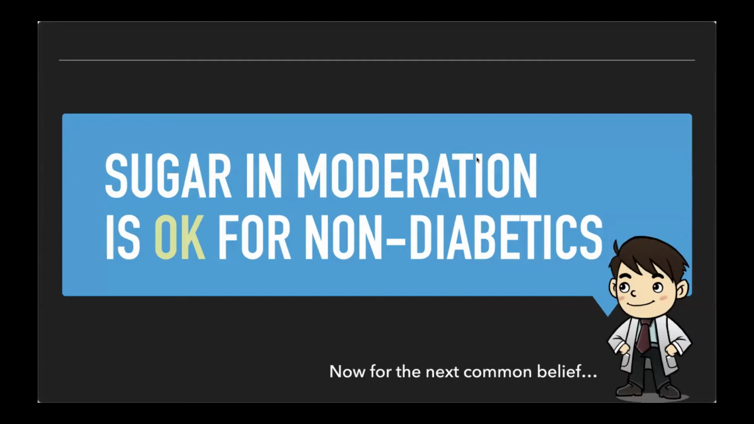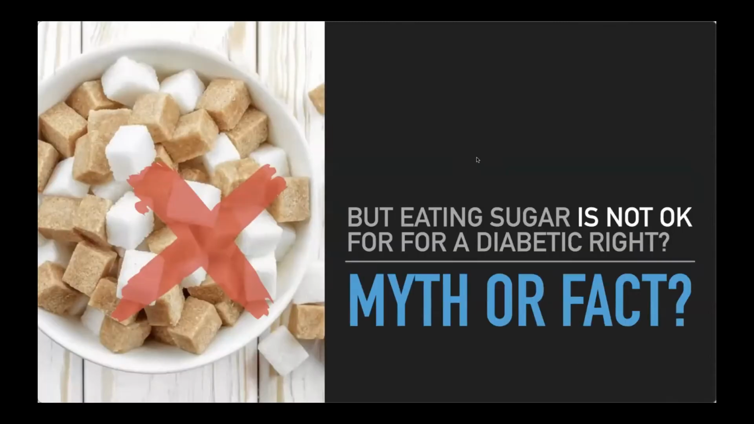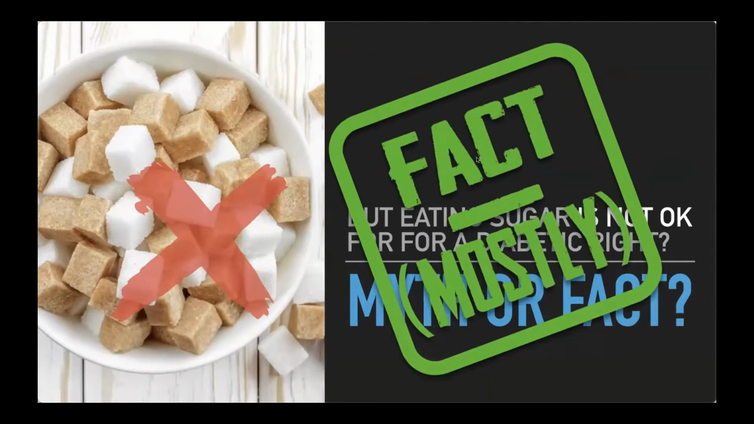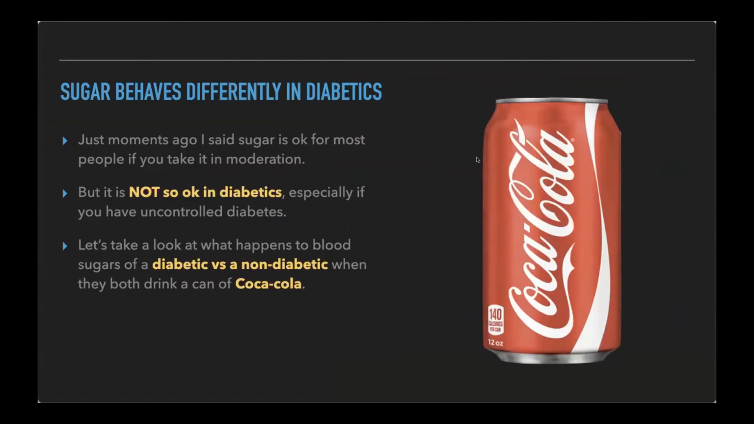And now for the next common belief. Well, I do have another group of patients asking me, "Eating sugar, is it okay for a diabetic? It's not, right?" Well, they're right. Sugar behaves differently in diabetics. Just moments ago, I said sugar is okay for most people if you take it in moderation. But it's not so okay in diabetics, especially if you have uncontrolled diabetes.